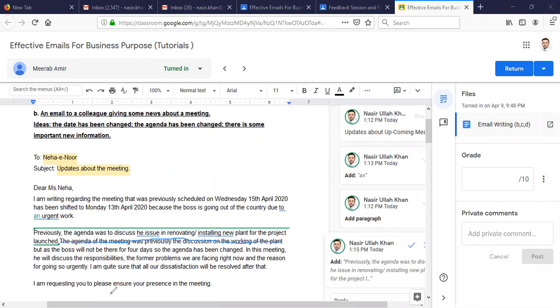Launched. Now, further, you're saying it has been added there: "but as the boss will not be there for 4 days, so the agenda has been changed. In this meeting, we will discuss the responsibilities, the former problems we are facing, and doing such things." Let's see what that is, and how we can improve this.